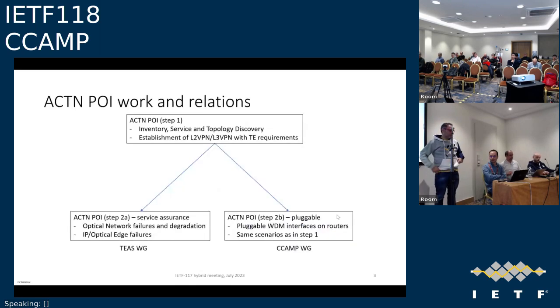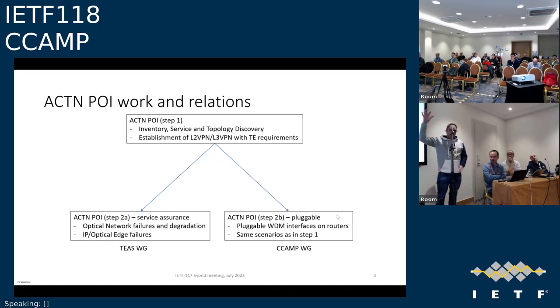So if you can move forward, we can go to the relations with the parent. What is the relation of this work with other works? The parent framework is the ACDN framework, and within it, the packet over optical work in TIS, where what is discovered is mainly the inventory. I can know what is in my network, provision the service, discover the topology, and also combine with the service part.